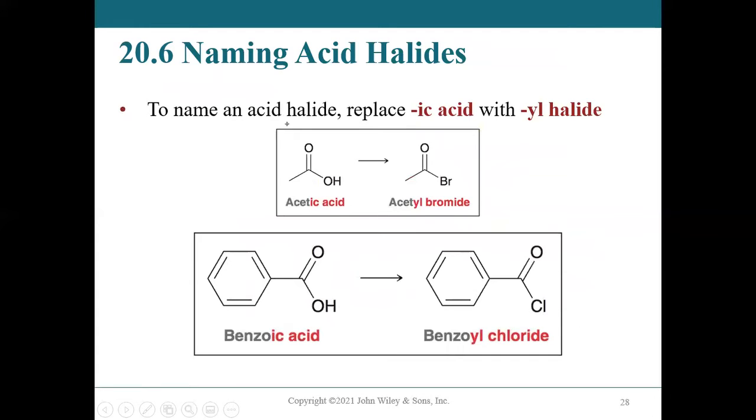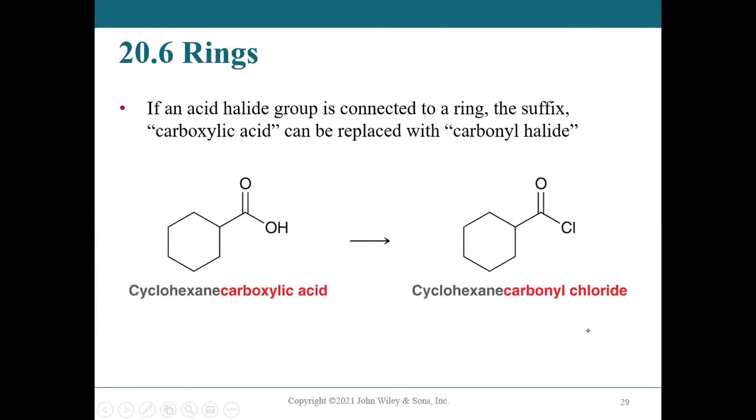To name an acid halide, replace -ic acid with -yl halide. Acetic acid becomes acetyl bromide. Benzoic acid becomes benzoyl chloride. If an acid halide group is connected to a ring, the suffix carboxylic acid is replaced by carbonyl halide. Cyclohexane carboxylic acid becomes cyclohexane carbonyl chloride.